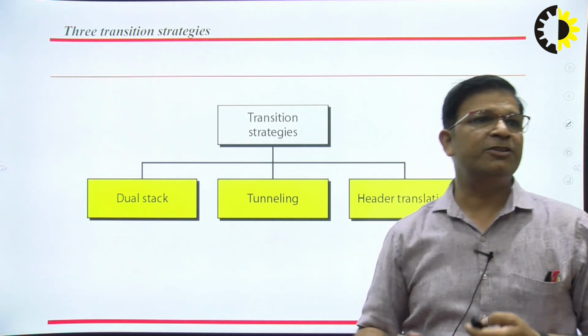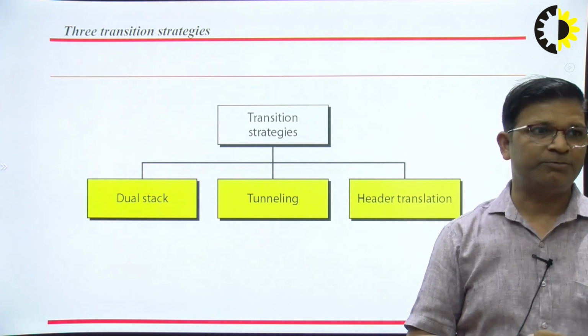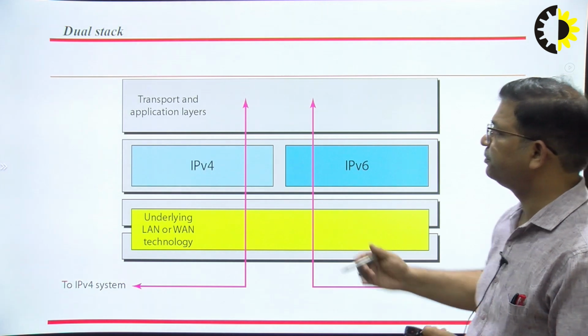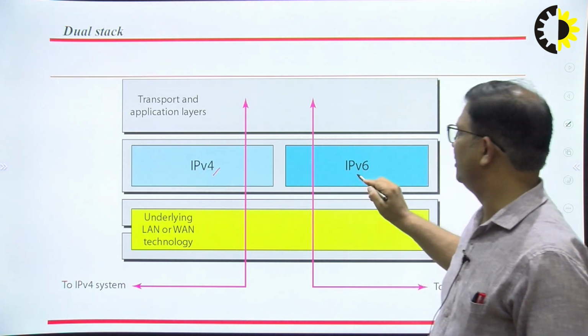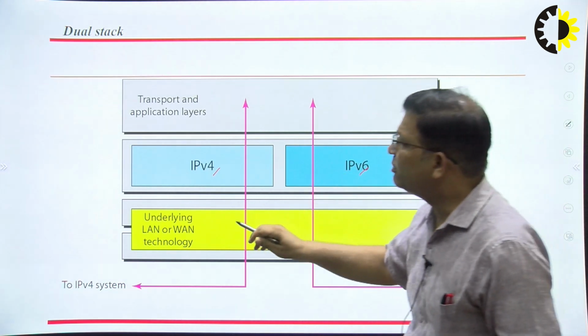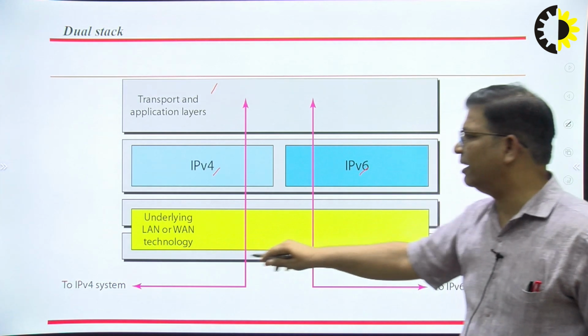There are different transition strategies: dual stack, tunneling, and header translation. First we will understand what dual stack is. Dual stack: this is IPv4, this is IPv6. We have the transport and application layer here, and the physical and data link layer there.